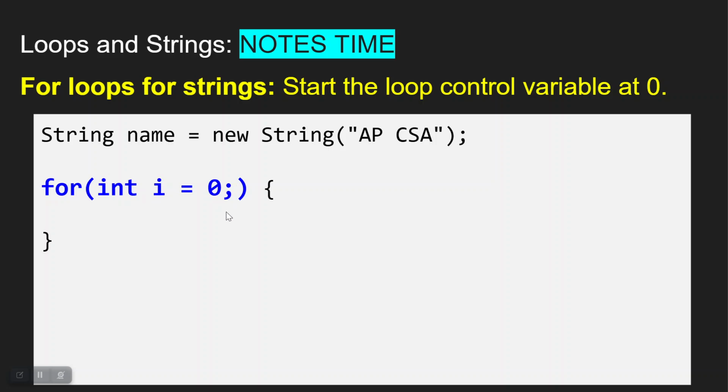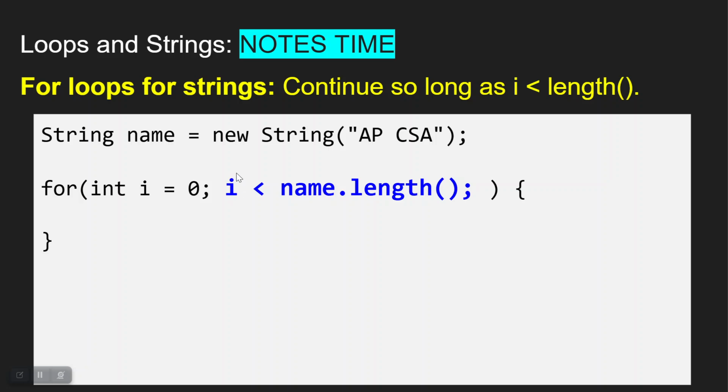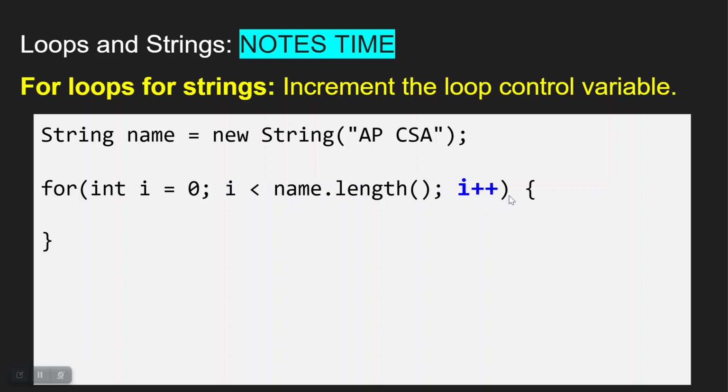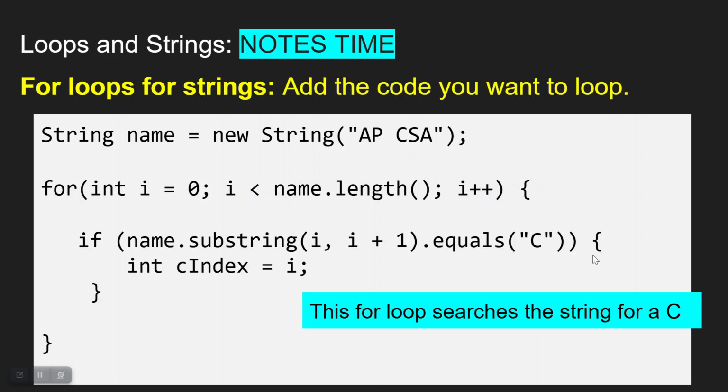But now what I would do is say as long as i is less than name.length(), and call the length method with the name of the variable that you're going through. So as long as i is less than name.length(), and then obviously we just do i++. So there you go. Now the next thing we would want to do is add some code inside of here to see what it is that we're trying to do. Well, in this case, we're going to once again search for the letter C.